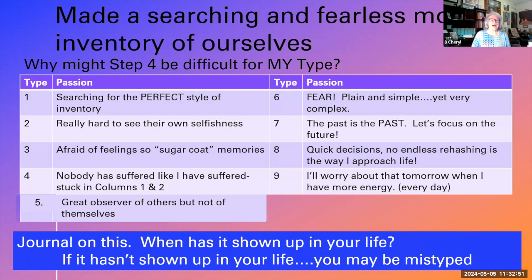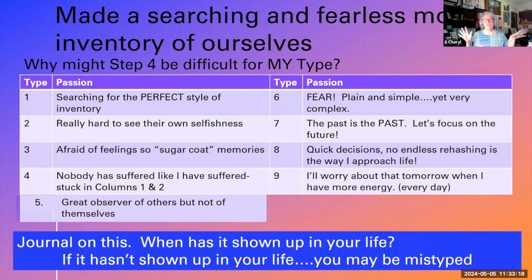Okay. The type 5, they are great observers of others, really good observers of others, but not so much good observers of themselves. So that's kind of where they get stuck, because first of all, they don't take a lot of time for introspection in general. Type 6, what's difficult for the type 6 is fear. And I put plain and simple, but it's very complex also, because there's almost like layers of fear.